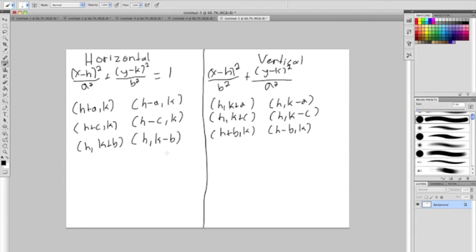You've got to remember this. I believe it's also on your yellow paper. If not, just memorize this because it's going to help you a lot during the test. Or this is like the only way you can graph the ellipses.